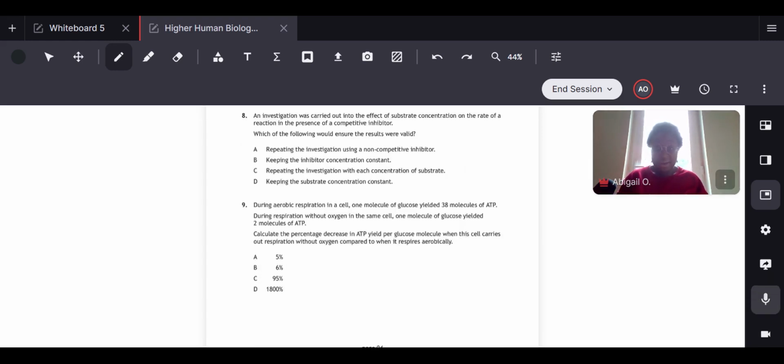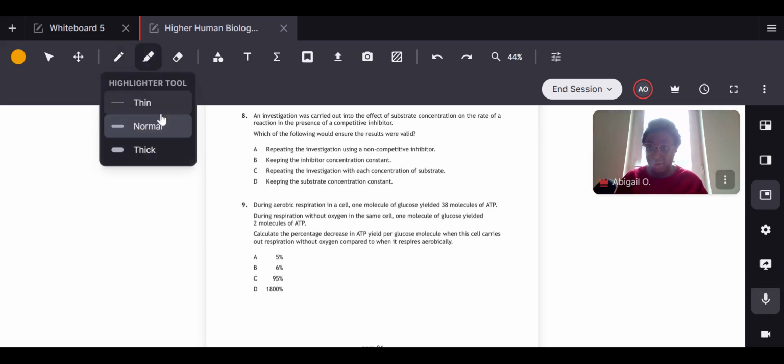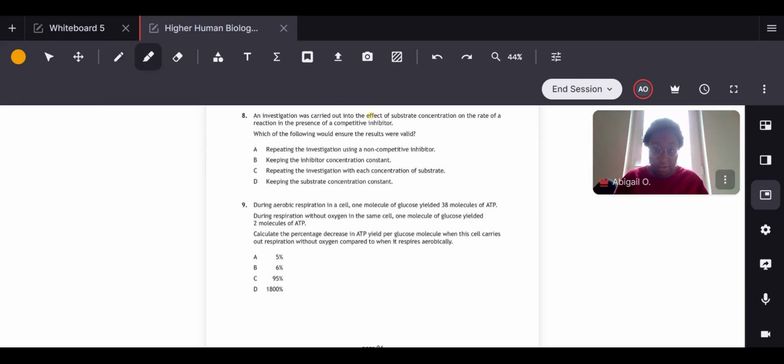So question number 8. An investigation was carried out into the effect of substrate concentration on the rate of a reaction in the presence of a competitive inhibitor. Which of the following would ensure the results were valid? So let's take a second to figure out what we're doing here. We're doing an experiment to see the effect of substrate concentration on the rate of a reaction in the presence of a competitive inhibitor. So what does that imply? That implies that what we're going to be changing in this experiment is the substrate concentration. So we're going to be increasing or decreasing the substrate concentration and seeing what that does to the rate of the reaction in the presence of a competitive inhibitor.